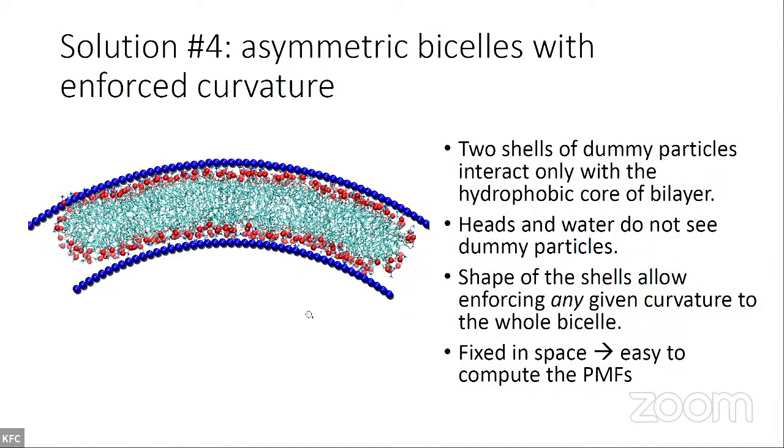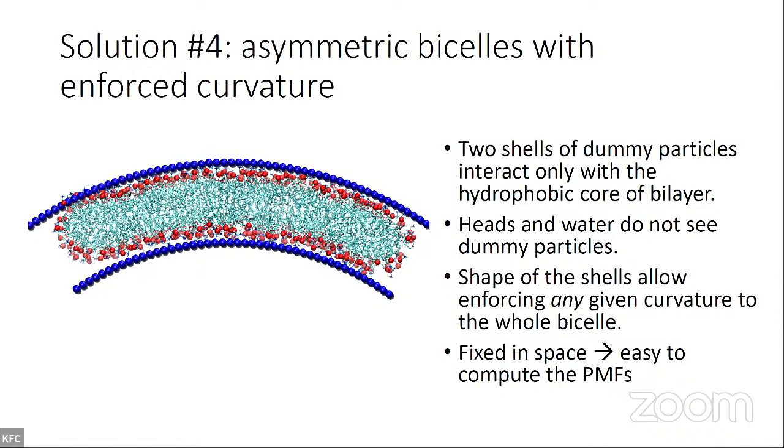Now, I'll go a little bit deeper in this. For example, if you want to maintain the curvature by applying the dummy particles, it works pretty much like this. You're applying two balls of dummy particles, which interact only with the lipid tails here, and all the rest in the system don't see them. In MD, you can do this because you're a god, you are playing these interactions.